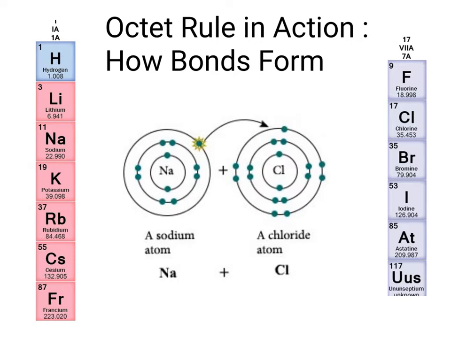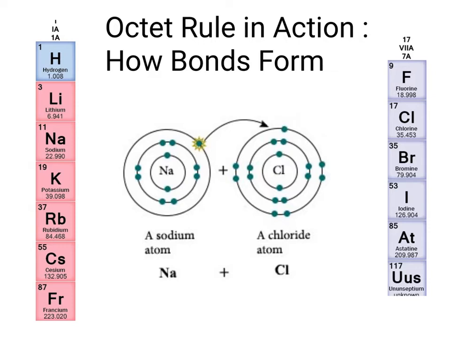Let's look at sodium and chlorine. I have clipped the parts of the periodic table that contain these two elements. Notice sodium is in group 1A, and remember the group number tells you the number of electrons that are in the outermost shell. So sodium has 1, and chlorine is in group 7, so that tells you that chlorine has 7 electrons in the outermost shell.